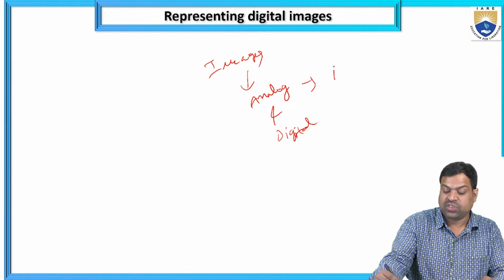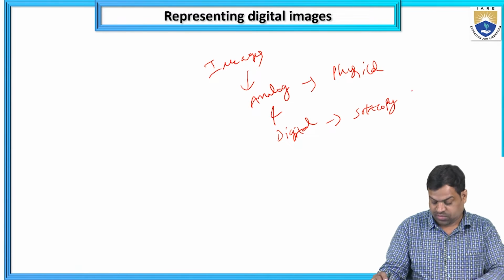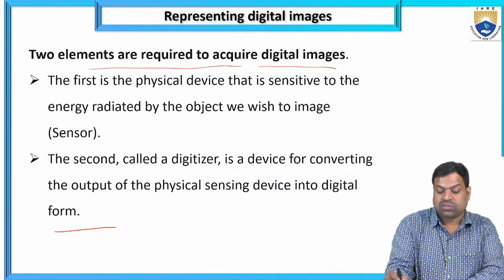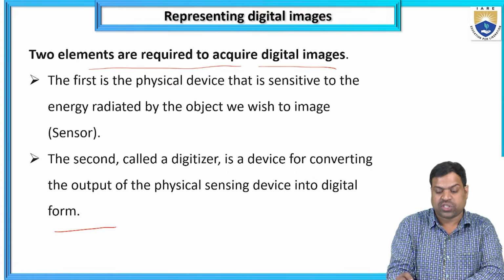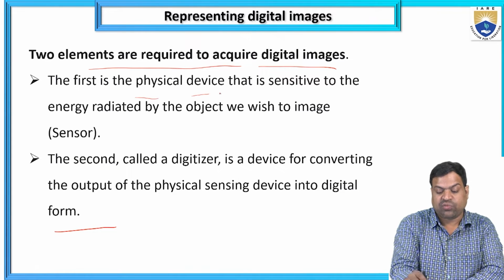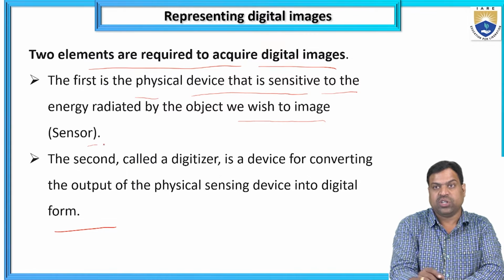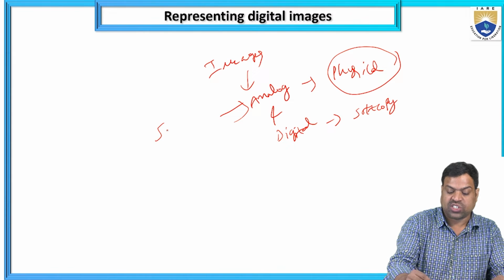So analog is physical. The elements are required to acquire the digital images. What elements are needed for representing digital images? The first is the physical device that is sensitive to the energy radiated by the object we wish to image. So for an analog image, how am I getting the physical means? I am using a sensor.